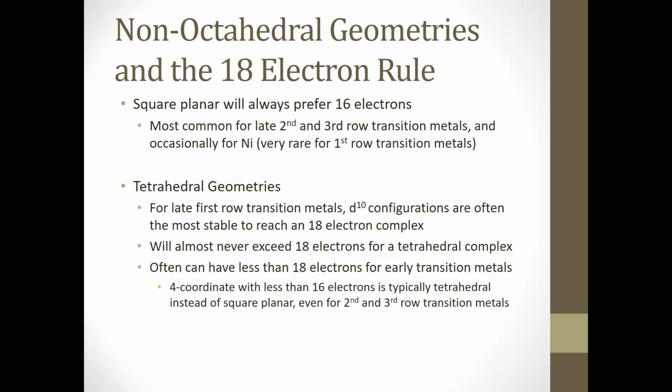We'll still see chromium and molybdenum do a lot of octahedral things, but for those first 3 columns of the d block, it's pretty rare to get anything that's not tetrahedral for a lot of them. That's the common pattern that we usually see.